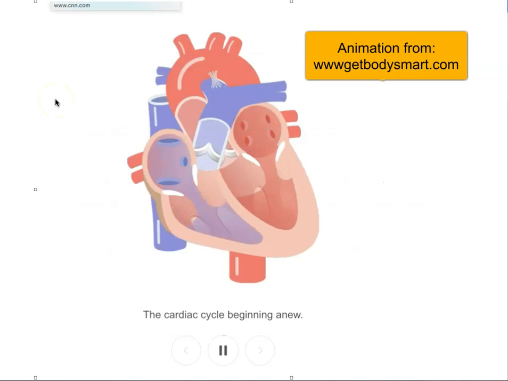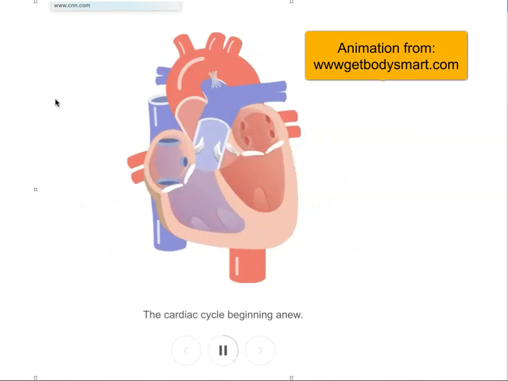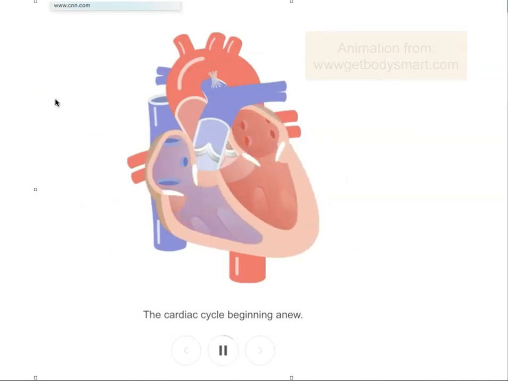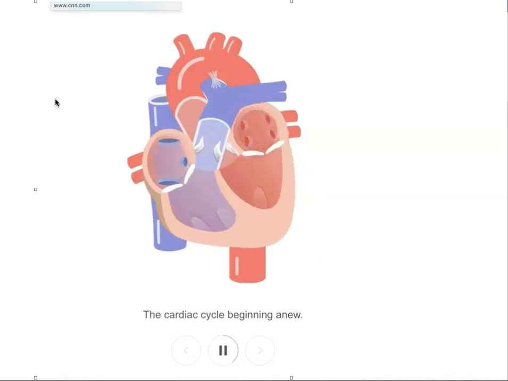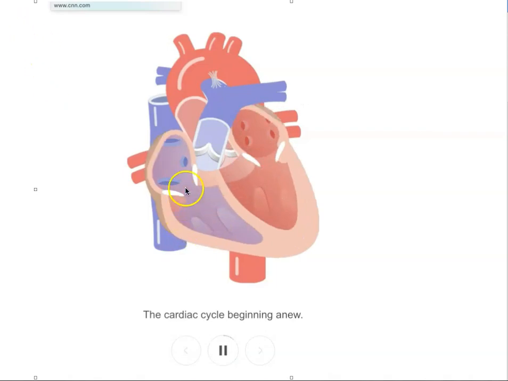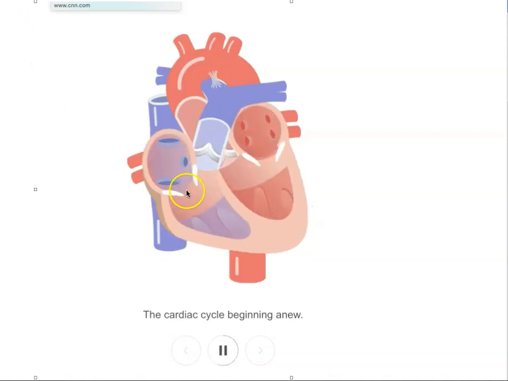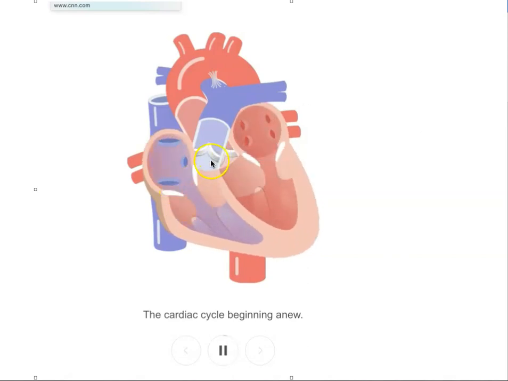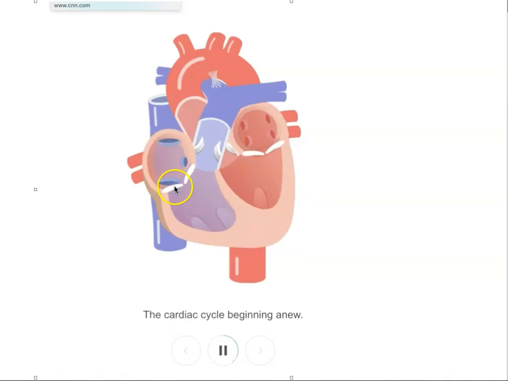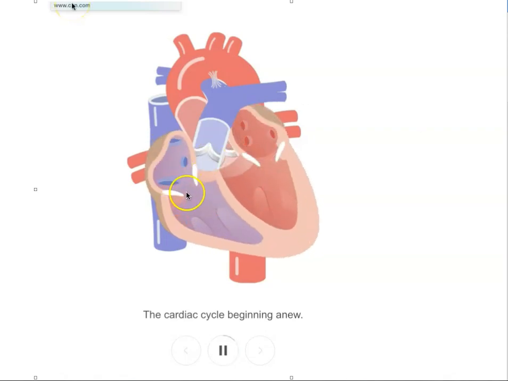So here is what is going on. So here's diastole, ventricles relaxed. Look at those. Look at the AV valves. So this is lub, dub, lub, dub. So during diastole, AV valves are open.